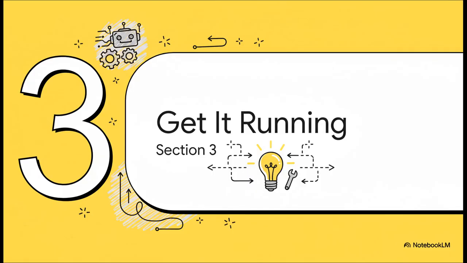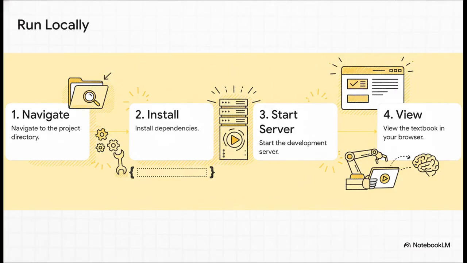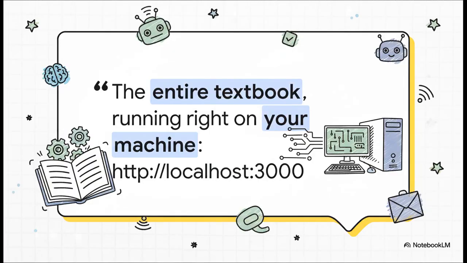All right, this all sounds pretty awesome, I know, but how do you actually get your hands on it? Well, that's what Section 3 is all about. We're going to get this project running for you, and, spoiler alert, it is way easier than you think. Seriously, it's just 4 simple steps. You find the folder on your computer, you type one command to install everything you need, you type another command to start it up, and then you just open your web browser. That's literally it. And boom, this is what you'll see. The entire textbook, the whole interactive experience, running right there on your own machine. You've got full access to everything.